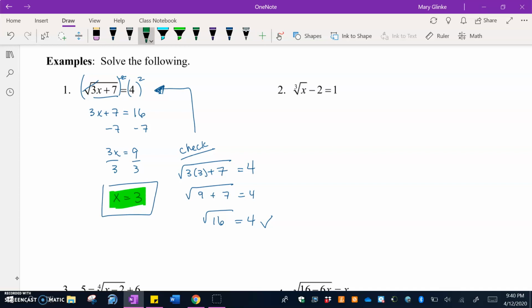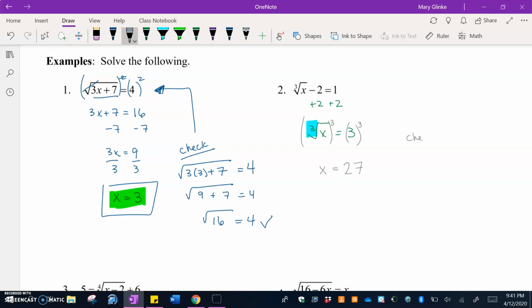Okay, let's try the next one. This cube root is not by itself yet. We have to get it by itself, so we're going to add 2 to both sides. After we do that, we have the radical by itself. We're now going to do the inverse operation. Since my index is 3, I'm going to cube both sides. When I do that, I get whatever's remaining underneath to be x, and on the other side of my equation, that would be 27.